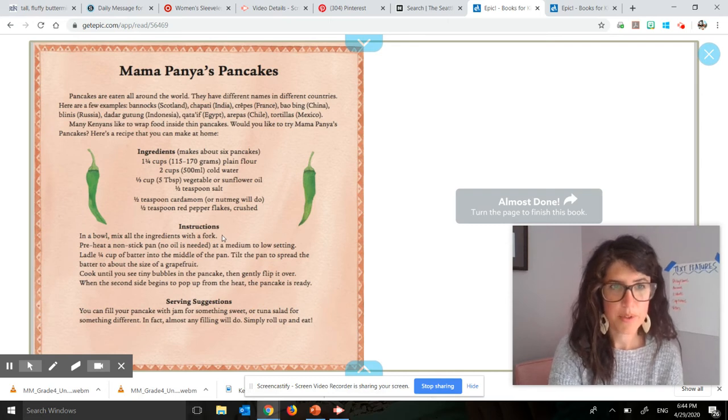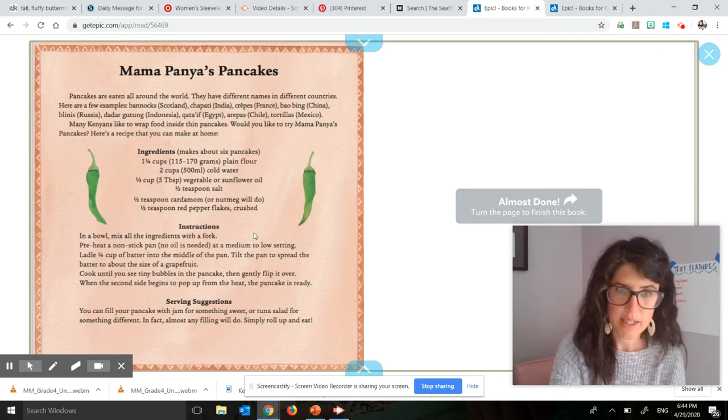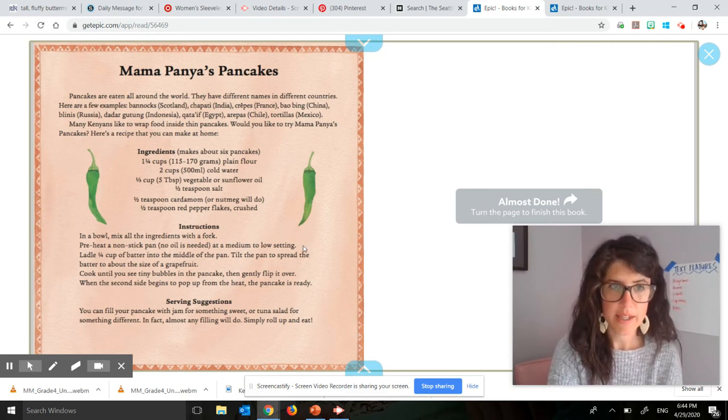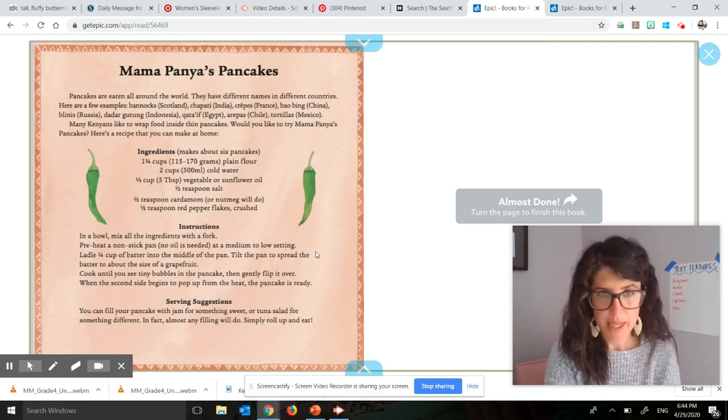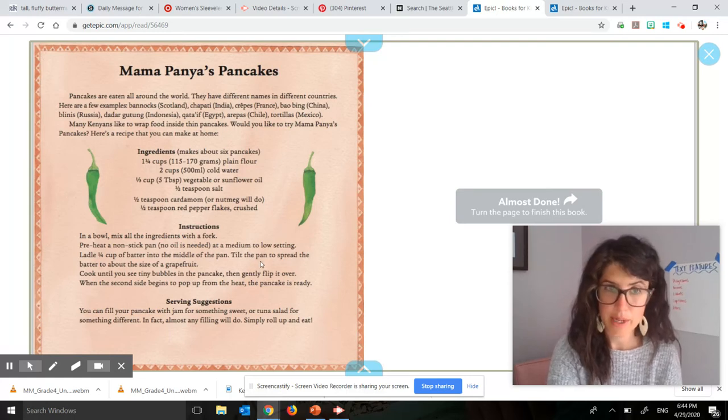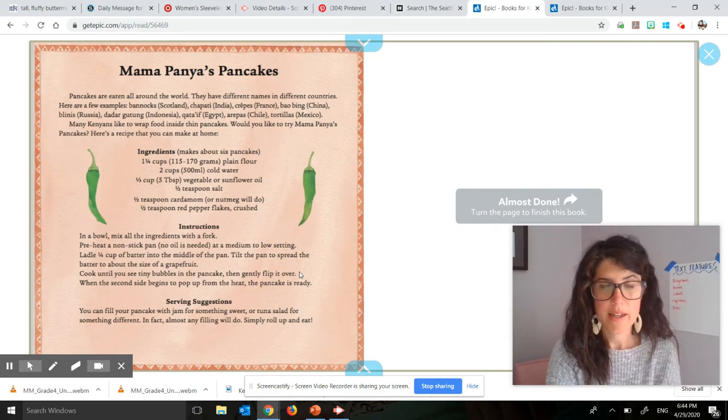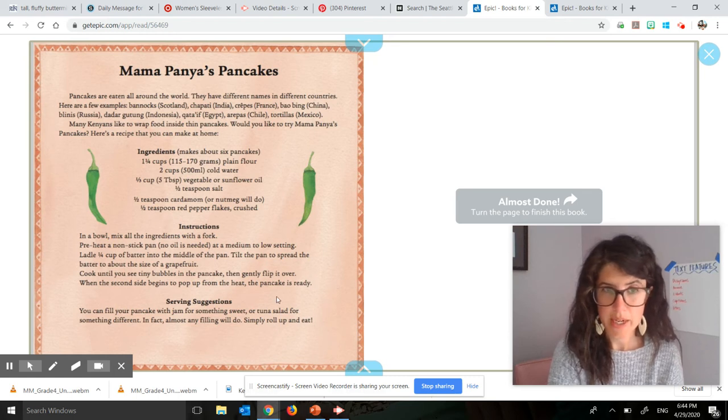Instructions: in a bowl, mix all the ingredients with a fork. Preheat a non-stick pan. No oil is needed. Use a medium to low setting. Ladle 1/4 cup of batter into the middle of the pan. Tilt the pan to spread the batter to about the size of a grapefruit. Cook until you see tiny bubbles in the pancake, then gently flip it over. When the second side begins to pop up from the heat, the pancake is ready.